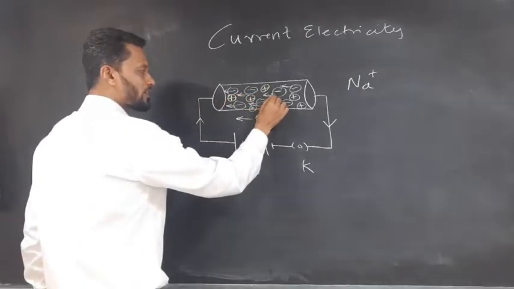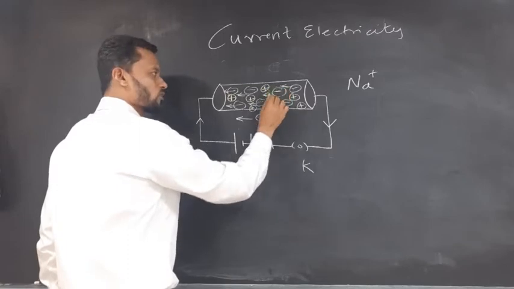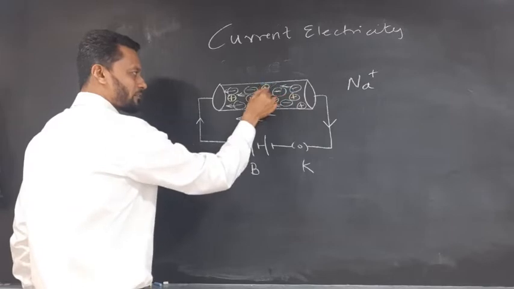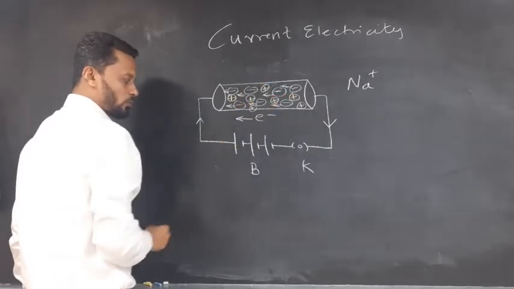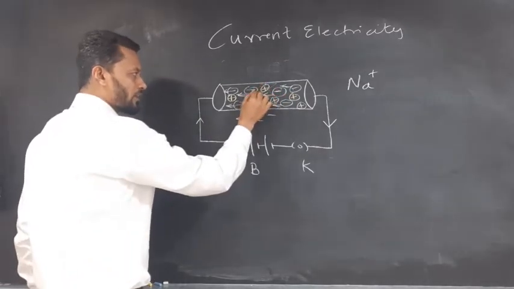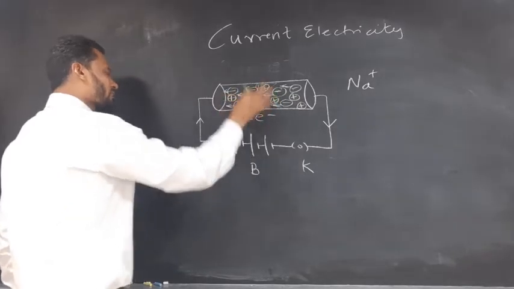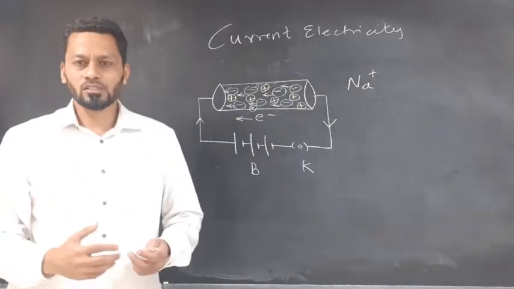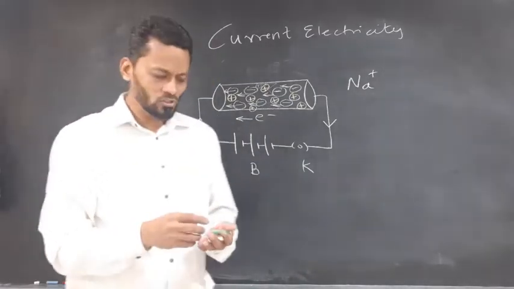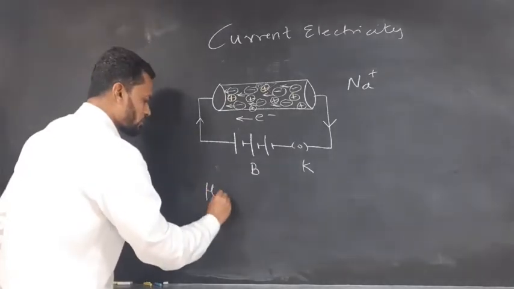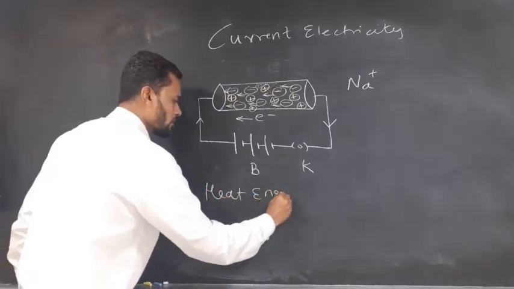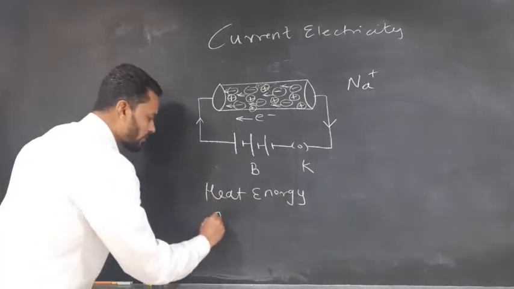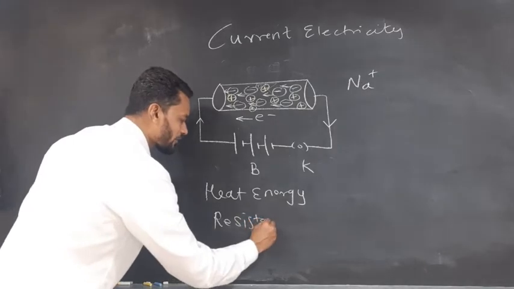For example, this particular electron gets collided with this positive ion, then the direction gets changed. Again they get confined in the same direction because they have to move towards the positive charge. Now again they get collided somewhere here, so they keep on colliding. So n number of these electrons collide with the positive charges. The more there will be collision, the more will be the heat energy. The more will be the heat energy, the more will be the resistance of the given wire.